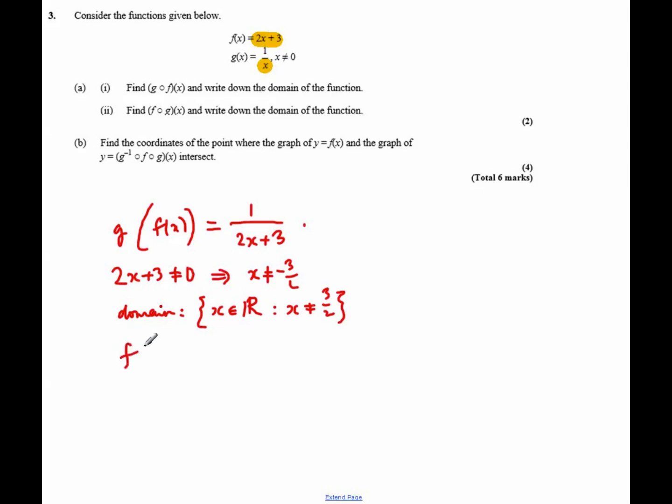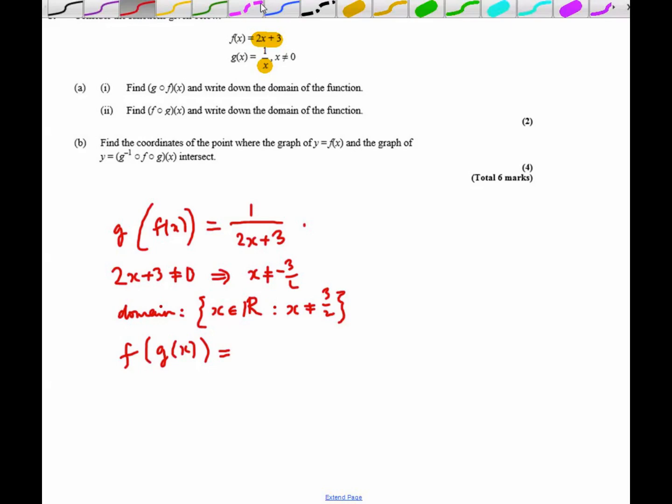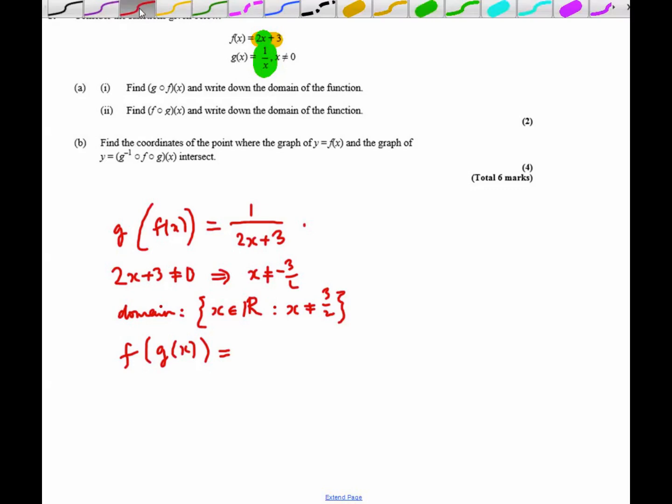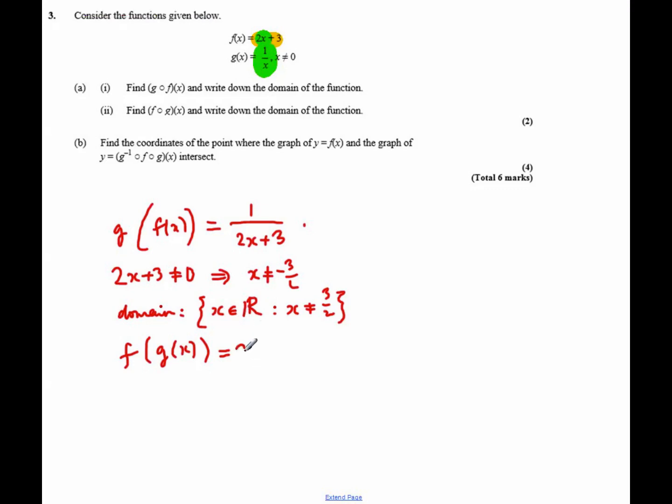Similar exercise for f of g of x. Over here what we're doing is we're taking all of g of x and we're putting it where the x is in there. And so we're going to get 2 times 1 over x plus 3, which I think looks nicer as 2 over x plus 3.